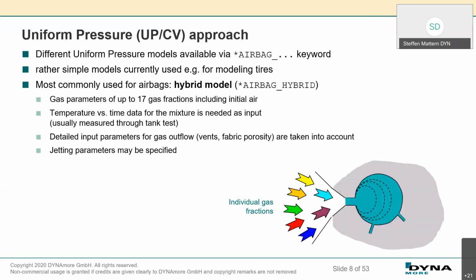There are different uniform pressure models available in LS-DYNA. If you take a look at the manual, rather simple models are still used nowadays, for example, for modeling vehicle tires. The most common model for occupant safety airbags is the so-called hybrid model, where the gas mixture used for the inflation can be specified by defining the properties and fractions of the different gas components. I will come to the keywords later on.